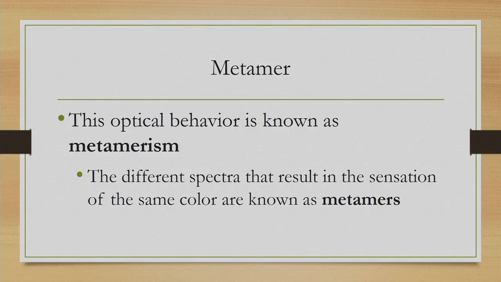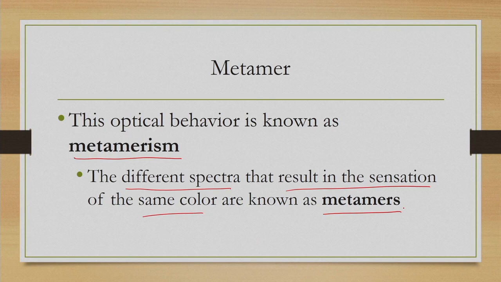Now, this possibility that multiple spectrums can give us the sensation of the same color is because of the optical behavior which we call metamerism. And the different spectra that result in the sensation of the same color are known as metamers. So, metamerism is effectively the idea that different spectra can give us the sensation of the same color, and these different spectra are known as metamers.